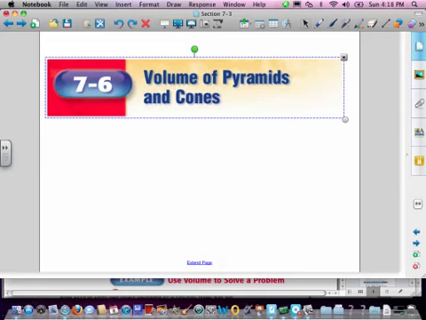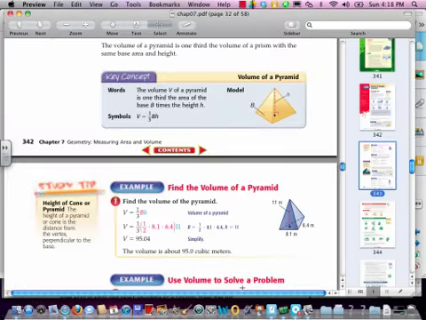Section 7.6, volume of pyramids and cones. Alright, probably the easiest thing to do with this is just to show you what the new formula is.